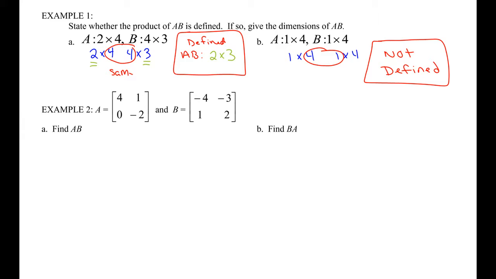Right, for example 2, we're going to start by finding A times B. So the first thing I want to do is check the dimensions. The first one is a 2 by 2 matrix. The second one is a 2 by 2 matrix, so they're going to be the same. They're both going to be 2 by 2, which means that I can multiply them together. So I'm going to set up my answer matrix.